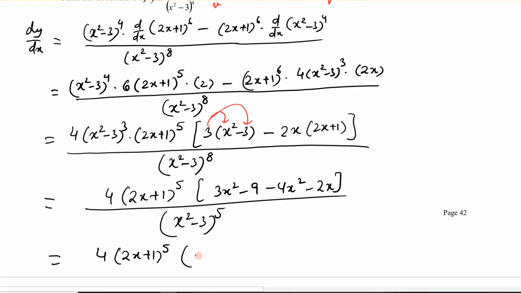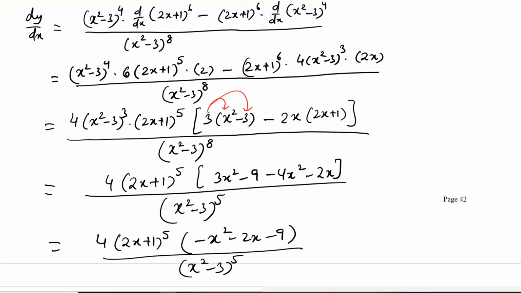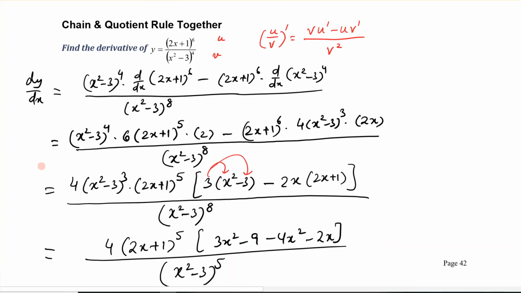3 minus 4 is negative 1, so negative x square minus 2x minus 9, divided by x square minus 3 raised to power 5. So this is our required solution. So in this problem, what we did was we used the chain and quotient rule together.